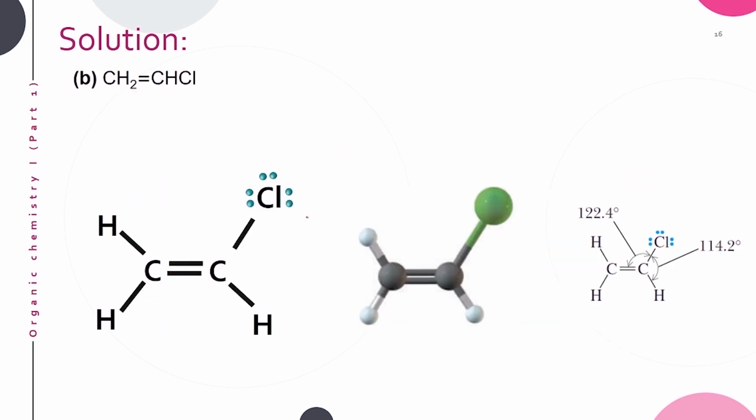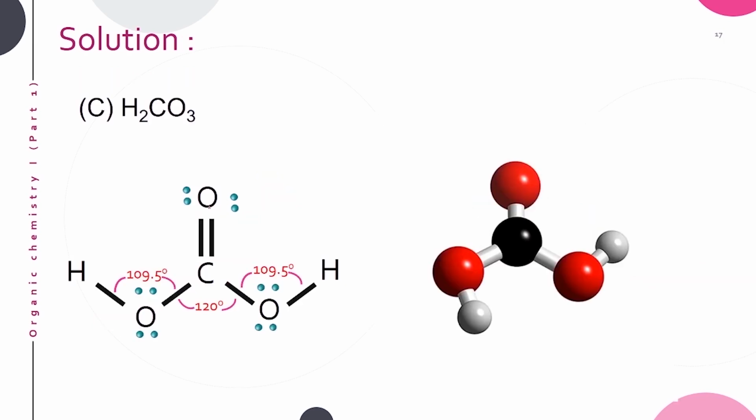Now let's look at chloroethene. First, the structural formula. 2 doubly bonded carbons, one is bonded to 2 hydrogens, and the other one is bonded to 1 hydrogen atom and 1 chlorine atom. The chlorine has 3 lone pairs, similar to the previous exercise. Each carbon atom is surrounded by 3 electron densities, so we expect the angles to be around 120. The actual measured angle for CCCl is equal to 122.4, and the angle of the HCCl is equal to 114.2.